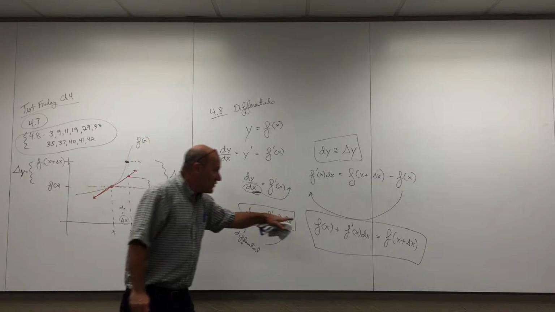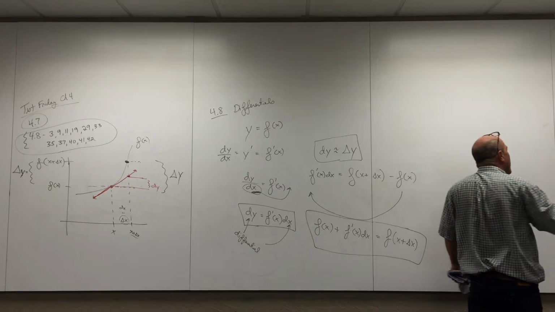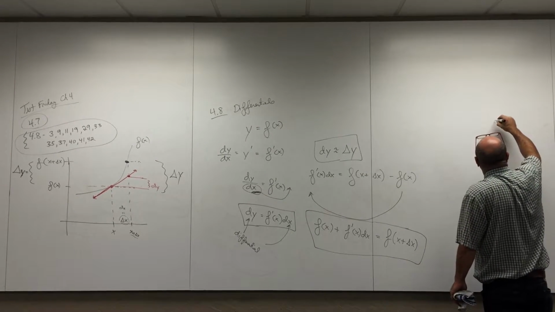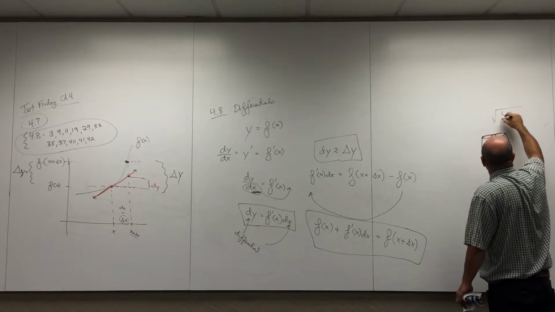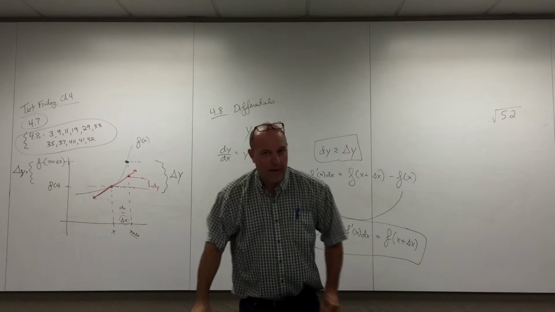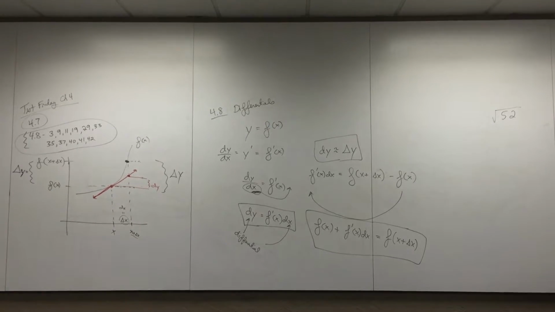Let me try to use this in a cool word problem. You ready? Not really a word problem, but an approximation problem. Watch this. I want to know the square root of 52. We have to pretend your calculators are broken. Pretend like a solar flare came by or something.